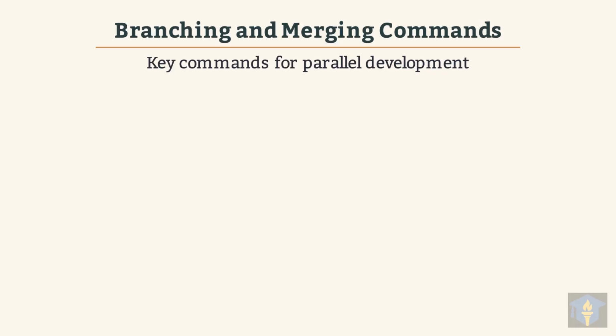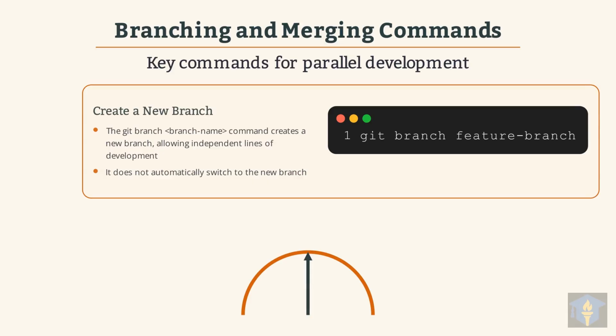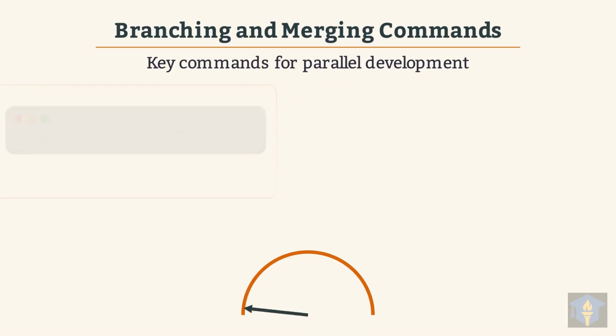These are key commands that facilitate parallel development, allowing multiple team members to work simultaneously. To start, you'll need to create a new branch to encapsulate your independent development efforts. The git branch name command creates a new branch for independent lines of development, but does not switch to it. For instance, you would use git branch feature-branch to create a new branch for a specific feature.